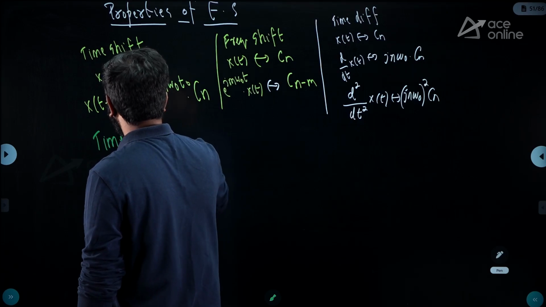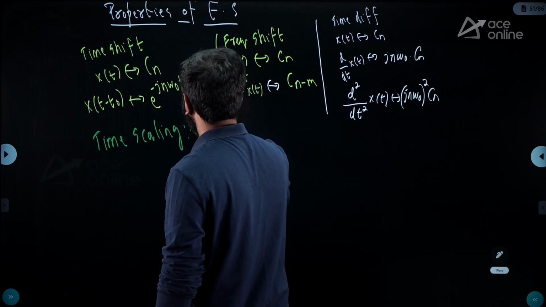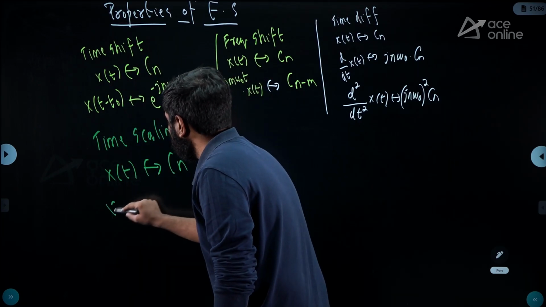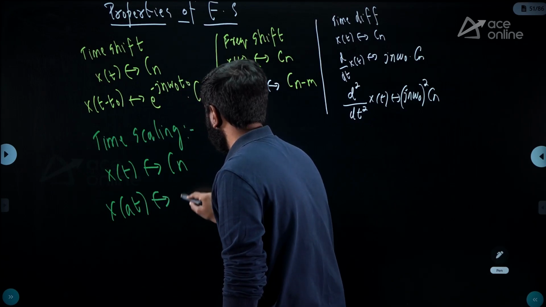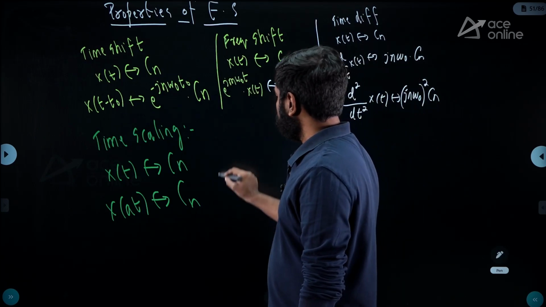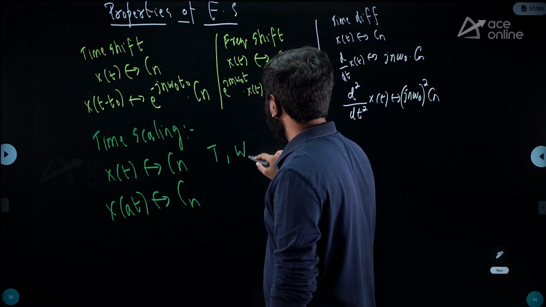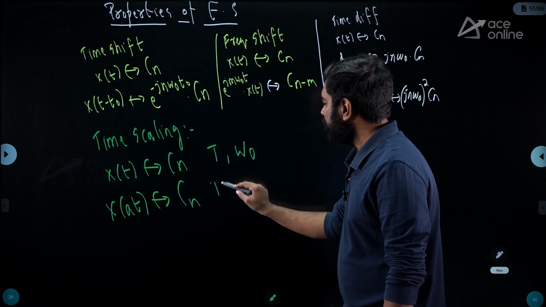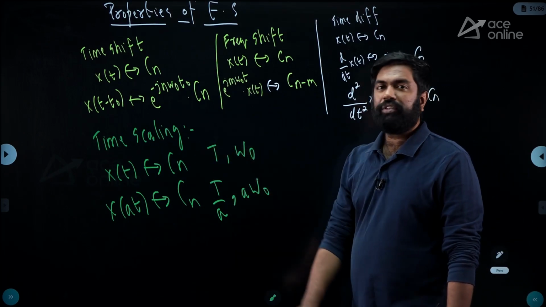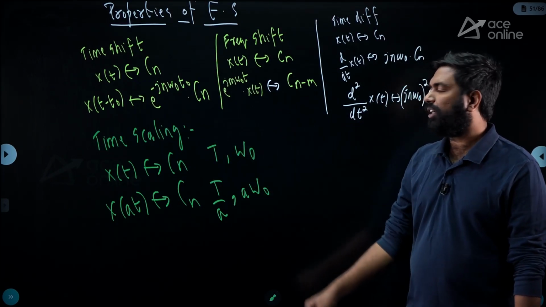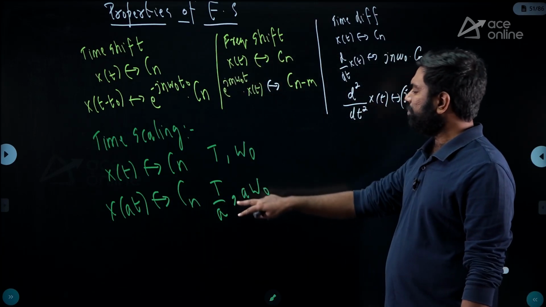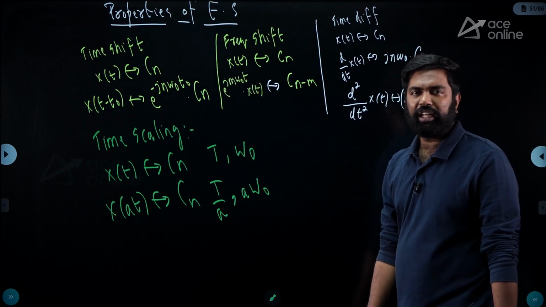There is a property called time scaling. According to this time scaling, if x of t Fourier series coefficient is Cn, then x of a t Fourier series coefficient is also Cn. So here the time period is T, the angular frequency is omega naught, whereas here the time period is T by a and the angular frequency is a omega naught. But the Fourier series coefficients are unchanged. This was asked multiple times in your examination. X of a t Fourier series coefficient is Cn, but the time period is changed and the fundamental angular frequency is changed.